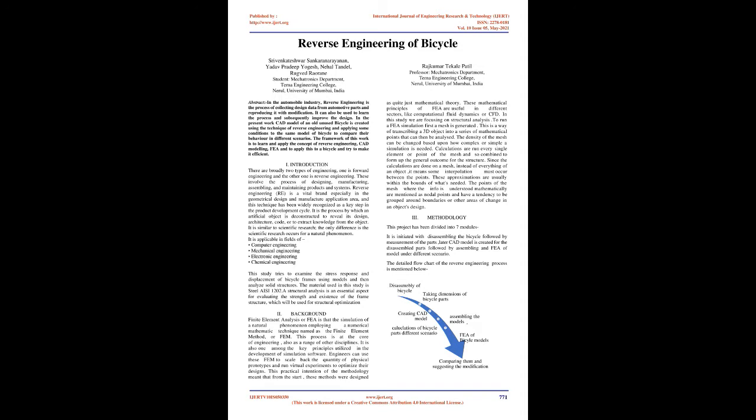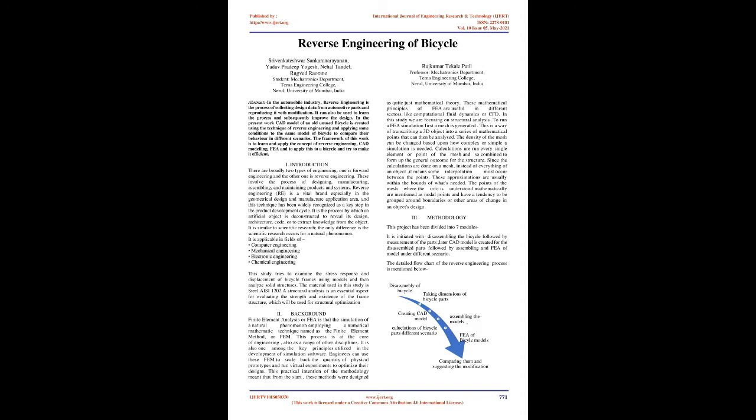It can also be used to learn the process and subsequently improve the design. In the present work, a CAD model of an old unused bicycle is created using the technique of reverse engineering, applying some conditions to the same model of bicycle to compare their behavior in different scenarios. The framework of this work is to learn and apply the concept of reverse engineering, CAD modeling, and FEA, and to apply this to a bicycle and try to make it efficient.